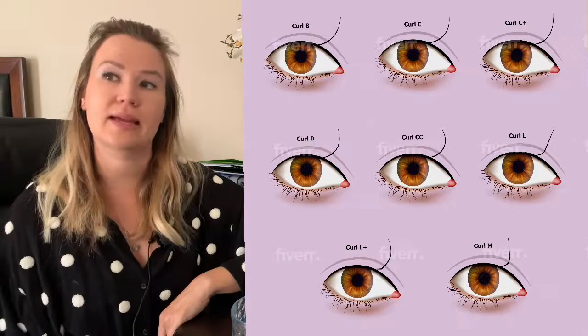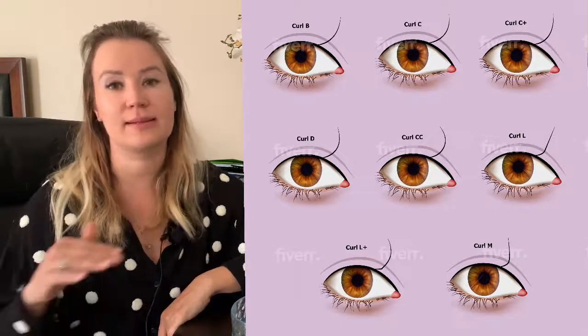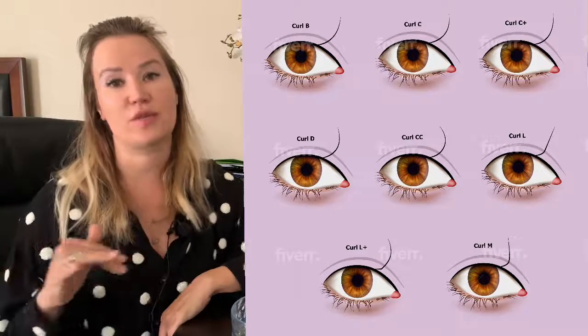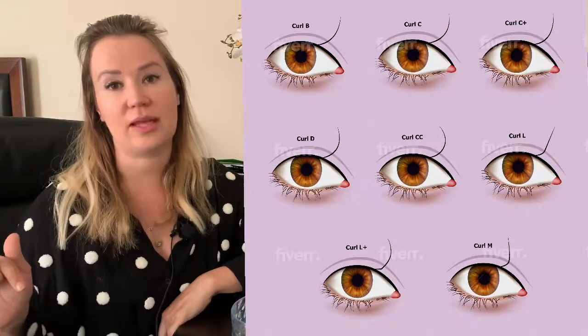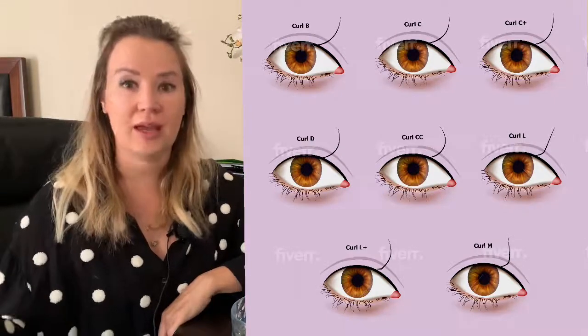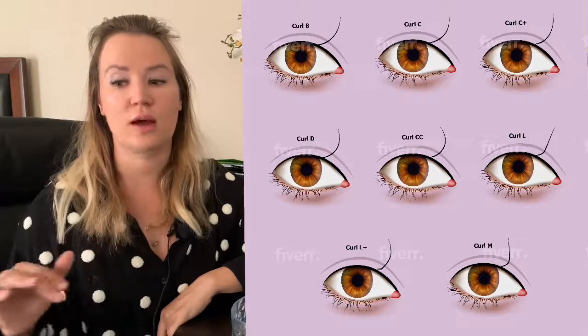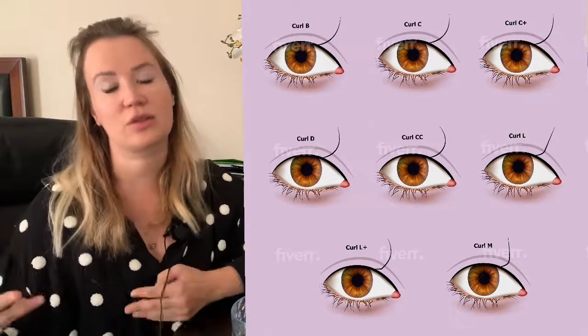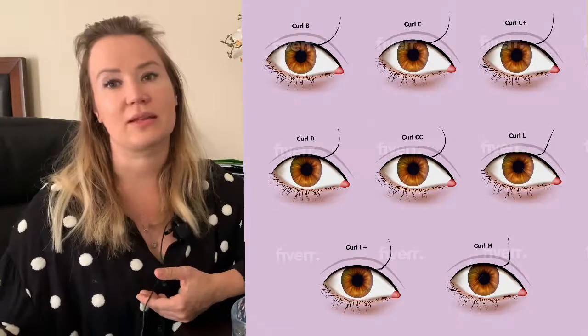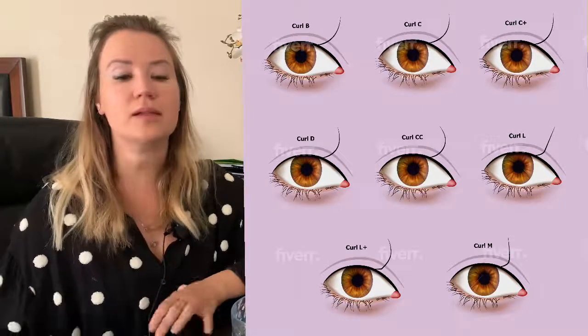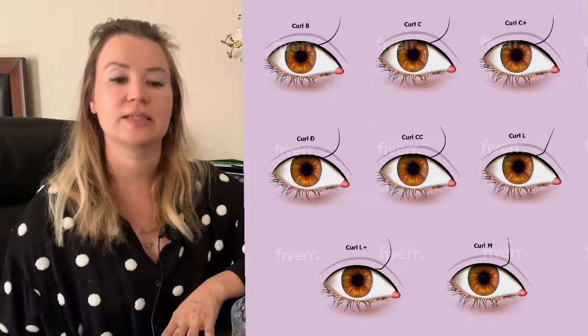And it tends to have very good retention because since it's flat, it has more surface area on the extension and the natural lash. So you're actually able to glue a lot more of the extension to the natural lash. And so that ends up giving the client better retention. So that's the advantage of it.